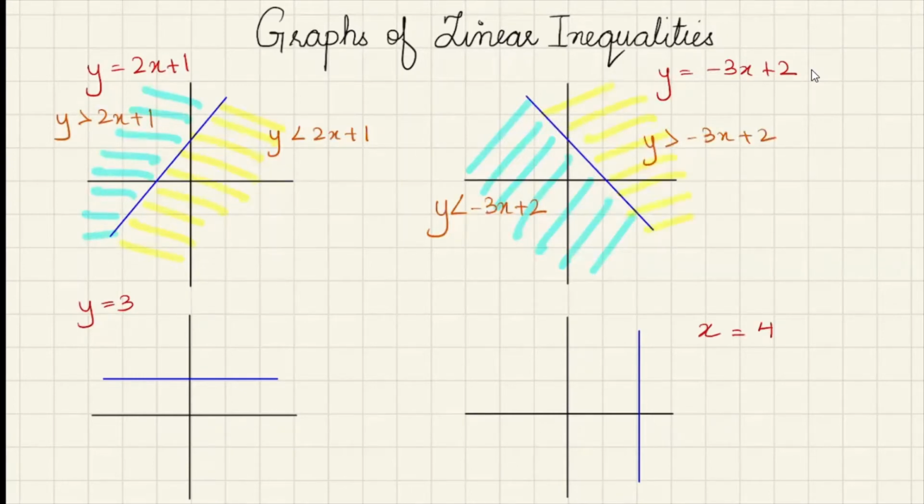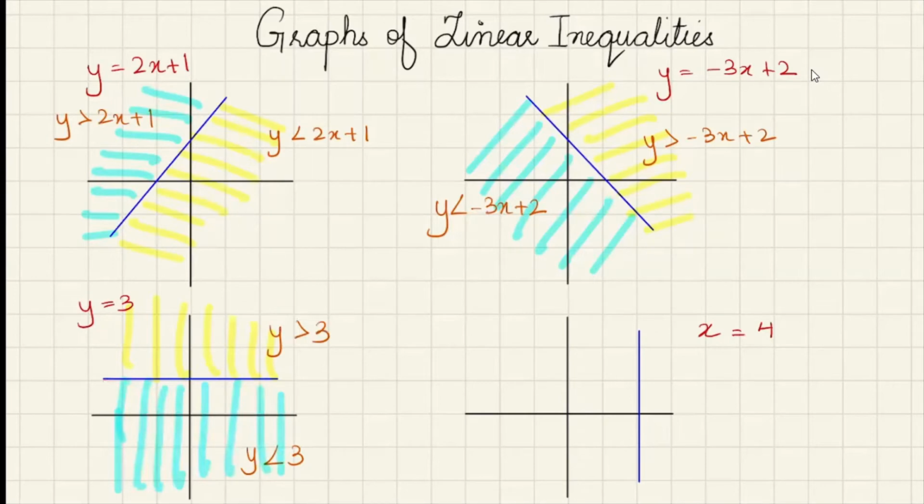Okay, in the third one, it's a horizontal line. So it's a very simple concept over here. This is your line. Downwards will mean less than, upwards will mean greater than. So let's write it down. Y is less than 3, y is greater than 3. So we will be shading this part in greater than and this part in less than.